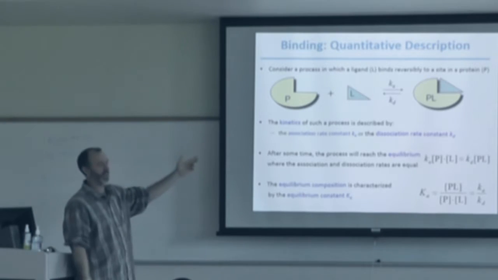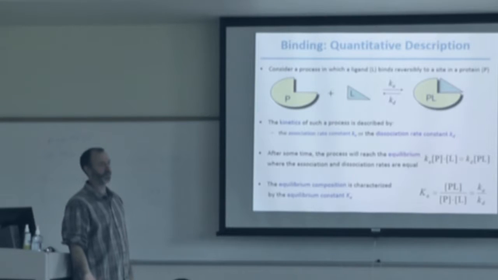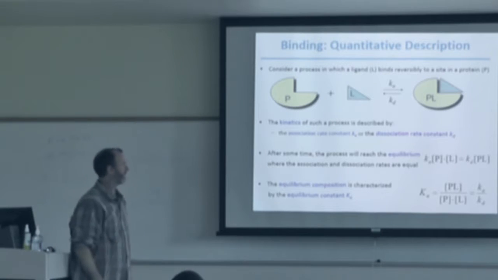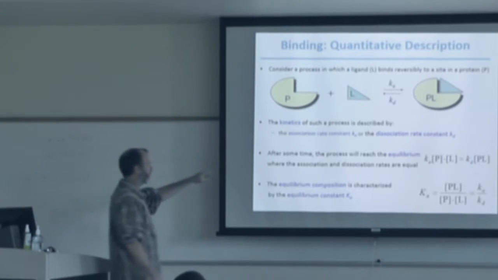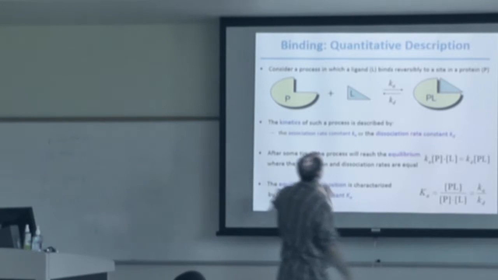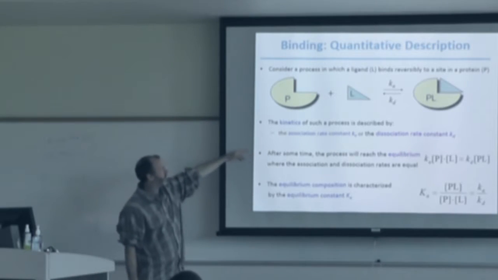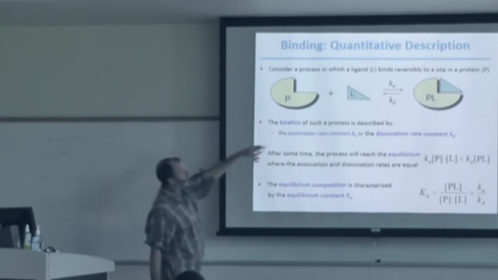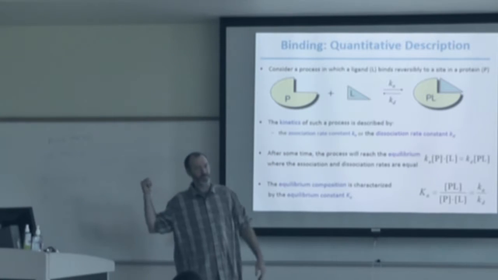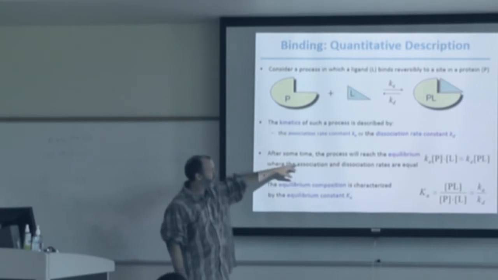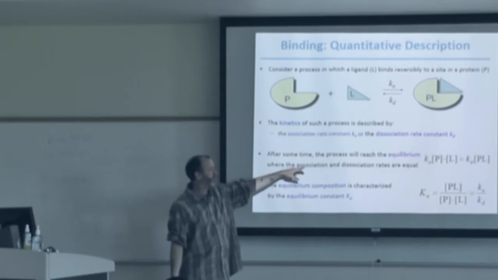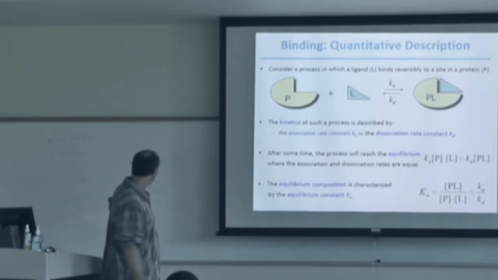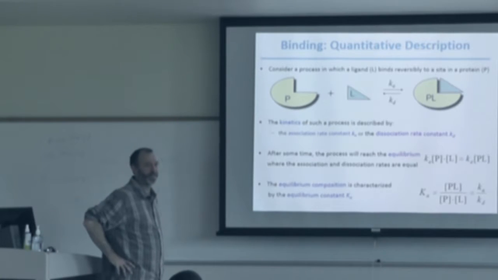So, binding quantitative description, and I used different symbols. They were using Ka and Kd. For some reason, I taught K1 for the forward reaction and K minus 1 for the reverse. It doesn't really matter what it's called, as long as you understand the constants. So the kinetics of such a process is described by the association rate constant, or K1, or the dissociation rate constant, which I wrote up here as K minus 1. And after some time, the process will reach equilibrium. Now you're right, we had it right. Ka is what we did solve. I guess I did it right.